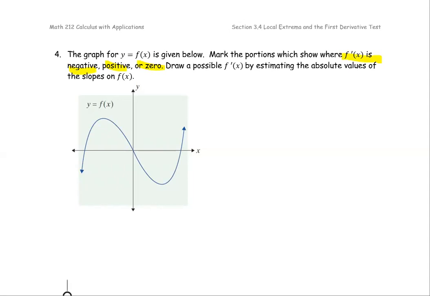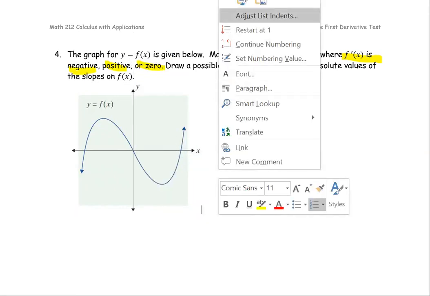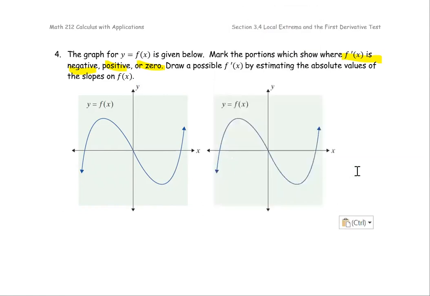With this one, I'm going to copy the figure so we can have more room to work. Okay, the first part is to mark the portions which show where f prime is negative, positive, or zero. Recall that f prime means the slope of the tangent line, and you pretend like you draw a tangent line along the graph.